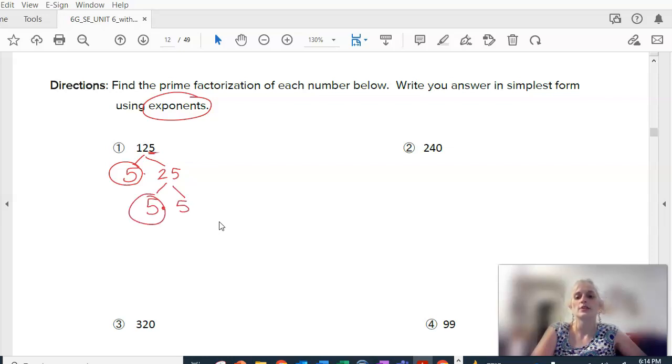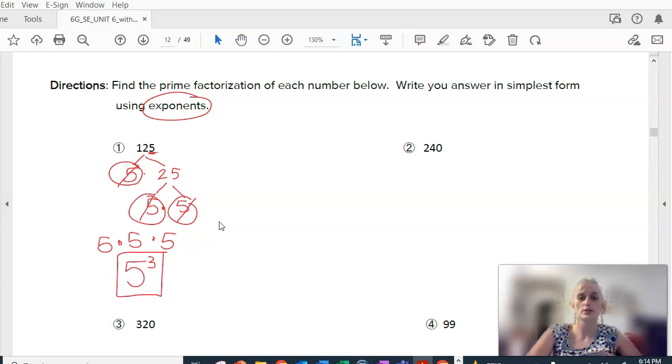5 is a prime number, so is 5. I have no more branches of my tree. That's how I know that I'm done. I'm going to write my final answer. I have a 5 times a 5 times another 5. And 5 times 5 times 5 can be most simply written as 5 to the power of 3.